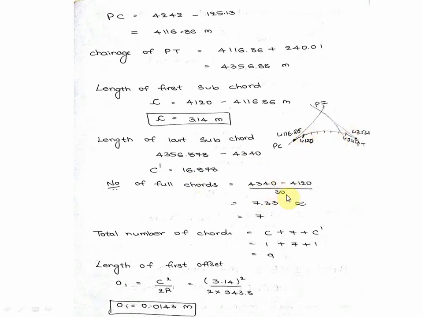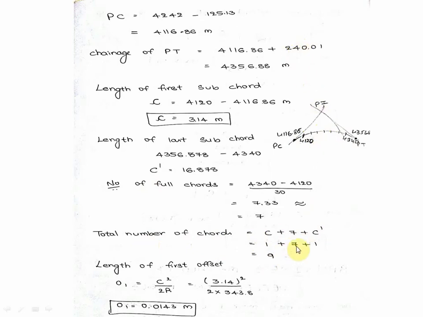The number of full chords is 4340 minus 4120 divided by 30. So you will get the number of chords as 7.33. Take the nearer value, 7. So the total number of chords is first subchord plus 7 plus last subchord, total 9 chords. To check the correctness, see, you have already calculated the length of curve, so when you add the total length of the chords, you should be nearer to this.